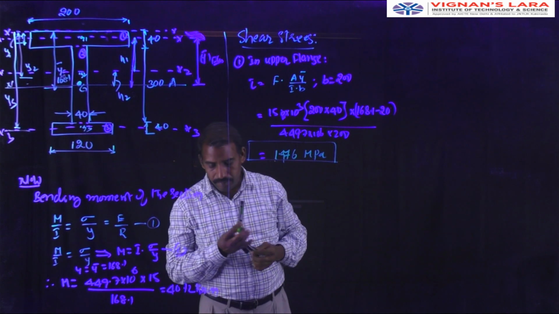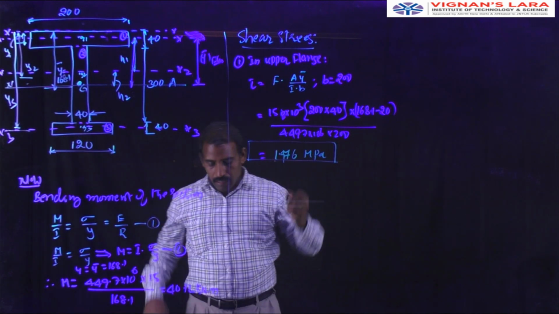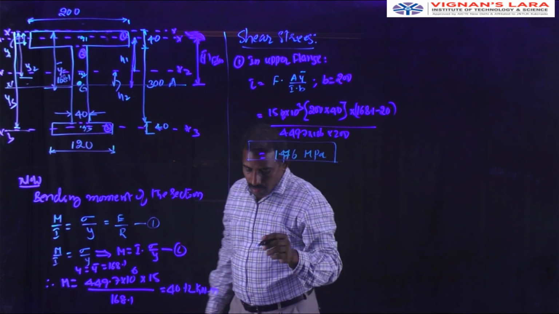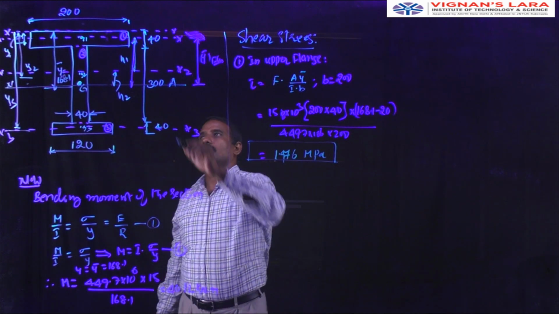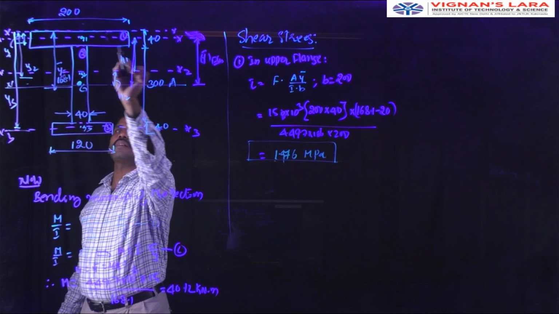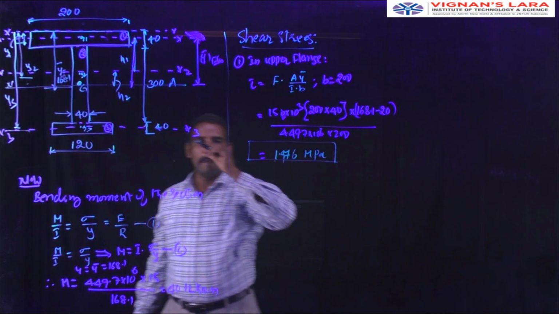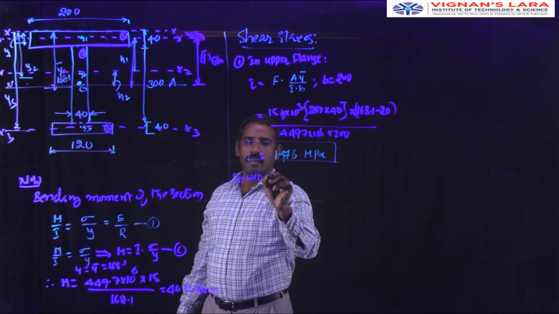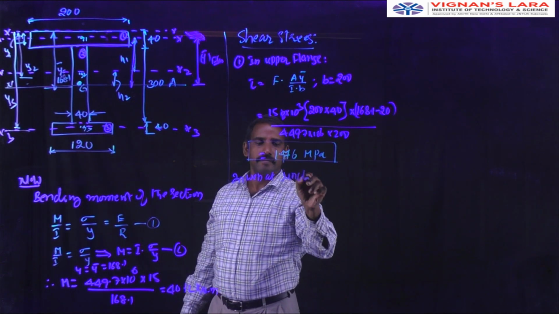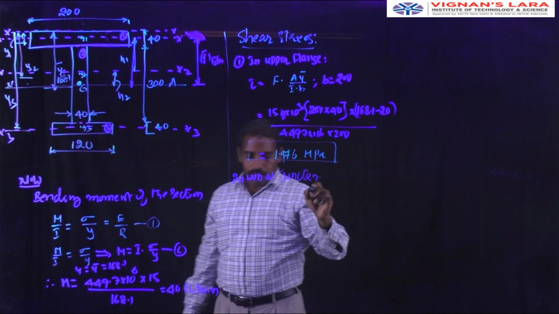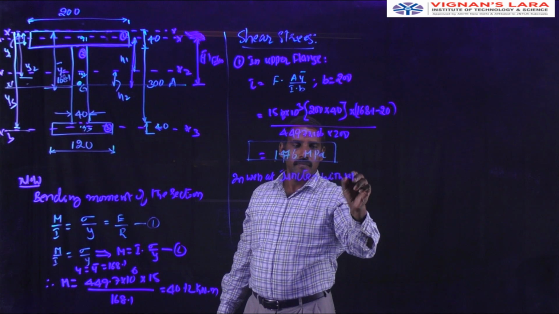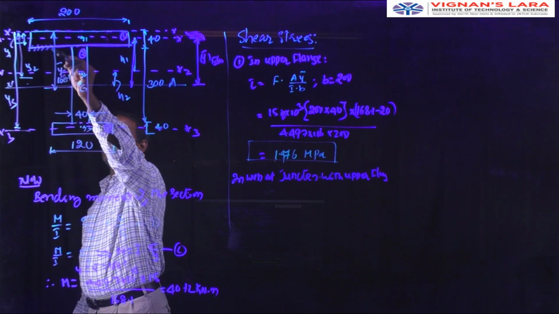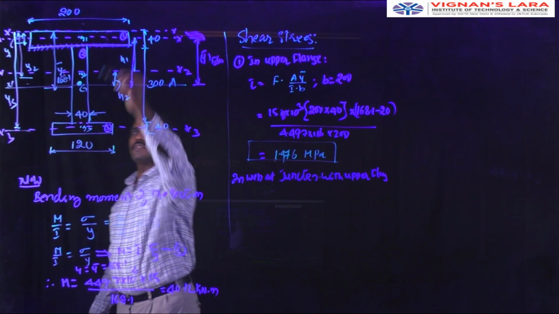Now coming to the shear stress in the web at the junction. It means in the web at the junction with the upper flange. So the shear stress at this particular position, in the web at the junction with the upper flange, we have to calculate.